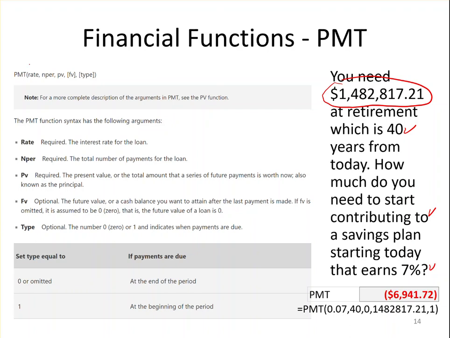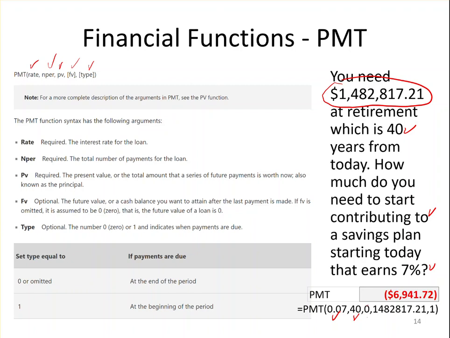Now, for the payment function, you need to put the rate, the number of periods, that's the number of payments, any amount you save today, that's the present value, and then the optional ones are future value, and the type is beginning or end. So in this one, what I've done is I've used the payment function. I put in 7%, 40 years.